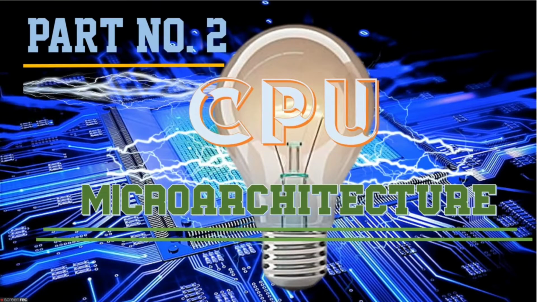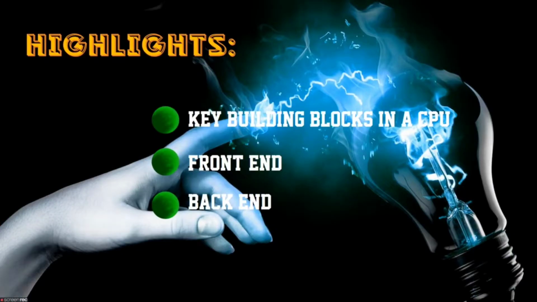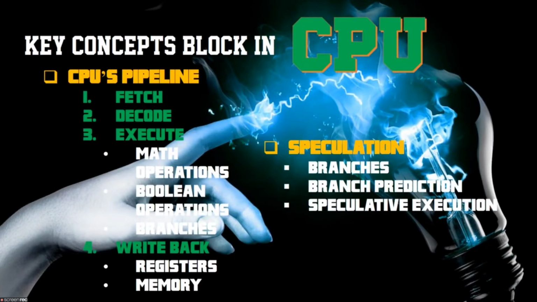So let us now proceed with our part number 2, which is CPU microarchitecture. Under this, there are 3 topics that were highlighted. These are key building blocks in a CPU. We have the microprocessor's front end, and we also have the microprocessor's back end. So here are the topics under key concepts block in CPU. We have CPU's pipeline and speculation.